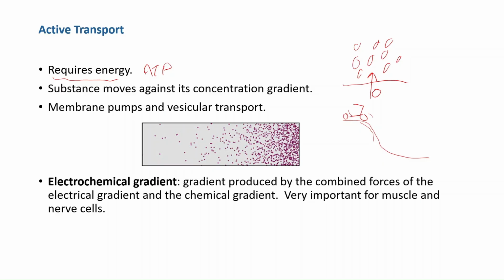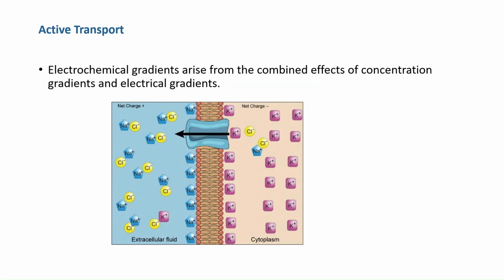One term you're going to find a lot in biology is electrochemical gradient. Basically, it's not only a concentration gradient, but it's a concentration and an electrical gradient. Okay? And these electrical gradients are going to be very important when we talk about muscle and nerve cells. But it's the same thing. You're going to be moving particles against the gradient, so you're going to have to use energy.